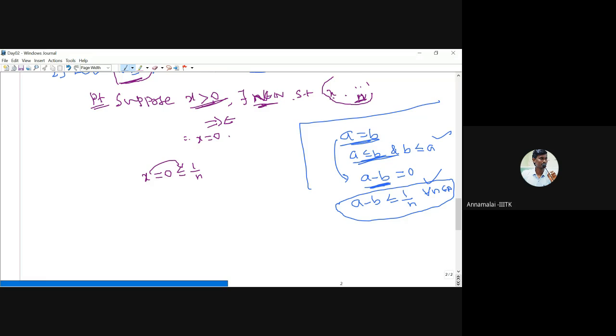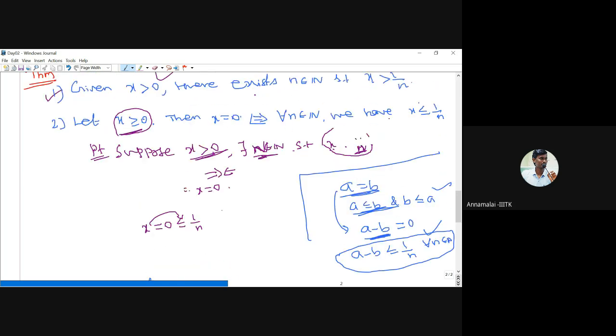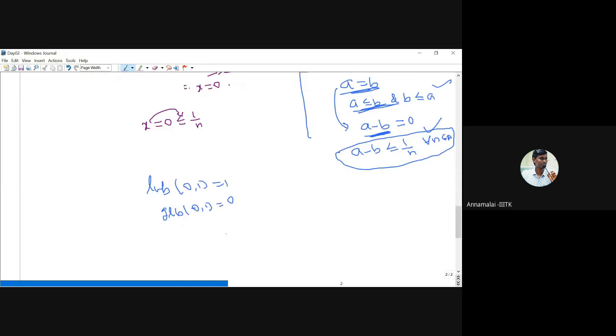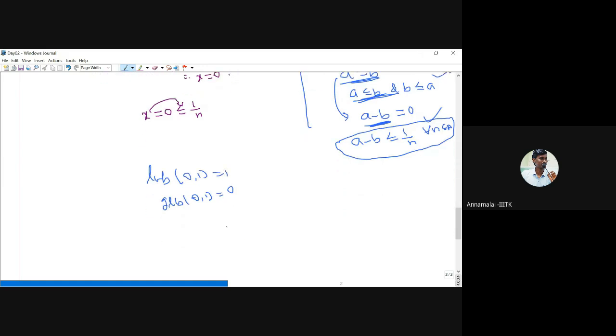Now use this result. We have to prove the LUB of the interval 0, 1. Last class we proved this for the open interval 0, 1. The LUB of the interval 0, 1 is 1, and the GLB of the interval 0, 1 is 0. Using these two results, we can easily prove that 1 is the least upper bound of 0 comma 1, and 0 is the greatest lower bound of 0 comma 1.